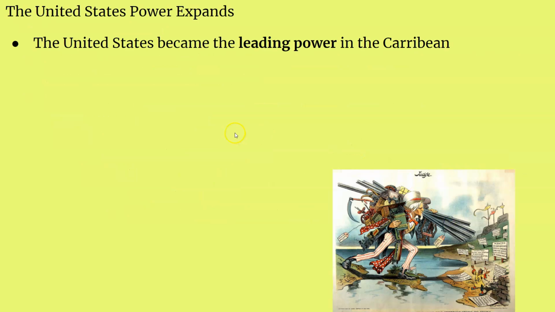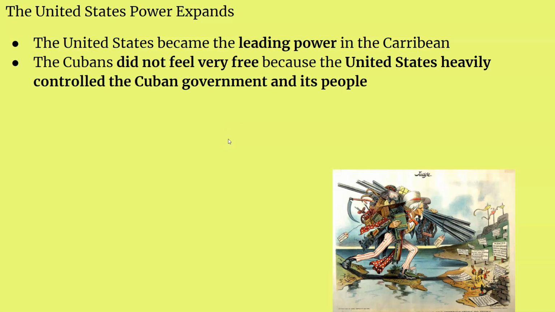So the United States, after the Spanish-American War, they're gaining traction. Like, hey, we're taking over areas, we're getting new territories. They pretty much control the Caribbean. But the Cubans and the people in the Caribbean didn't really like that they traded the Spanish for the United States, and now they're under United States control.